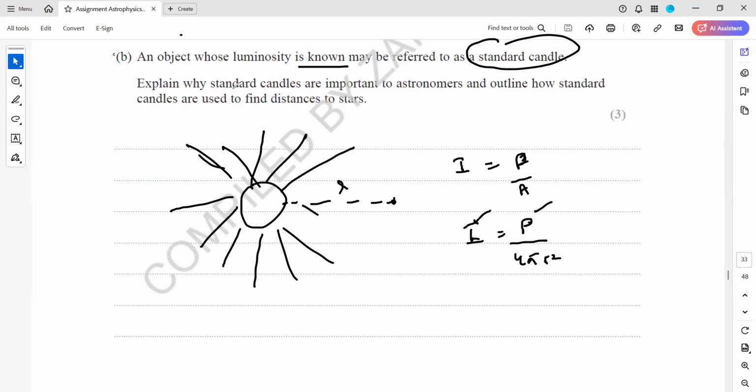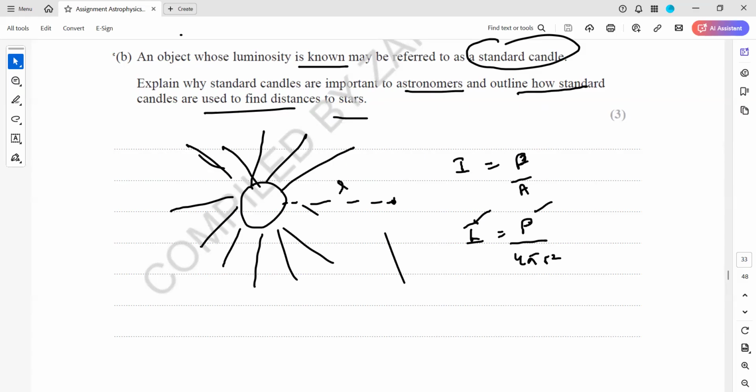So the question is, explain how standard candles are important to astronomers and outline how standard candles are used to find the distances of the stars. So how do we use a standard candle to determine the distance of the stars?